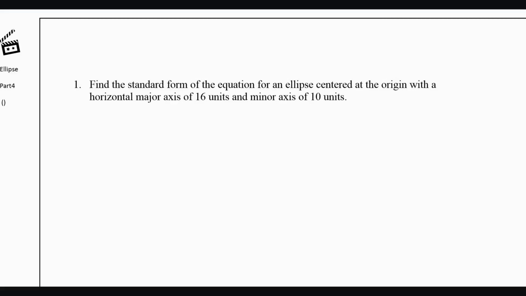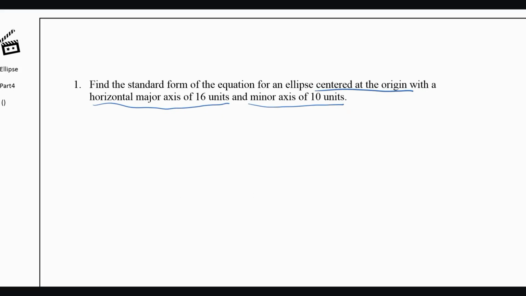Okay, now we're going to do some ellipse problems where we're not given the standard form, but we're actually given information about the ellipse, and then we're asked to find the equation. So this says, find the standard form of the equation for an ellipse centered at the origin with a horizontal major axis of 16 units and a minor axis of 10 units. Okay, so each of these pieces of information are going to help us.